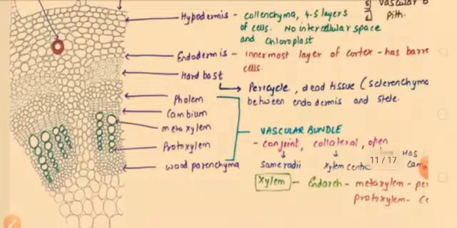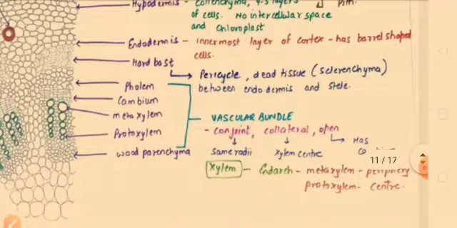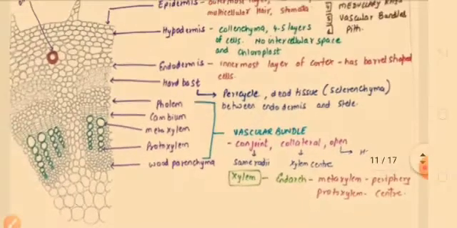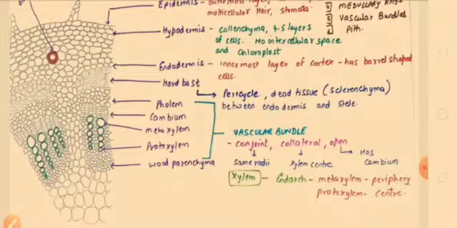Next, talking about the xylem, I already said it is of endarch type, while in the root it is exarch and in the stem it is endarch. Endarch means the metaxylem will be towards the periphery and the protoxylem will be towards the center.